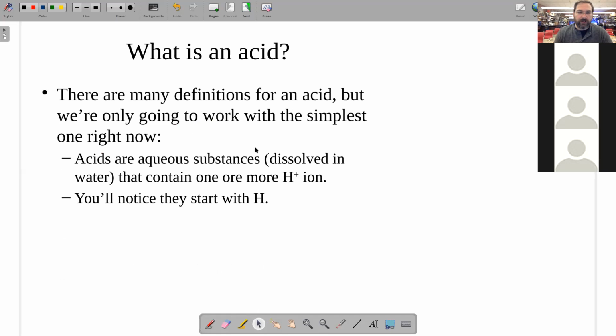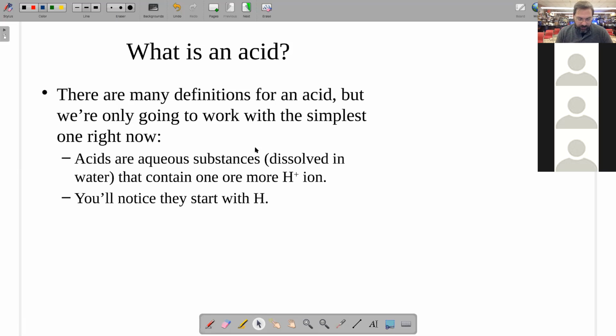Solutions in water are either acidic or basic. It's possible that they are neutral, meaning that they are neither an acid nor a base. So perfectly pure water has a pH of 7, and that's neutral. You should have learned a little bit about acids and bases in maybe middle school or in biology, but we need to work on how we name them.